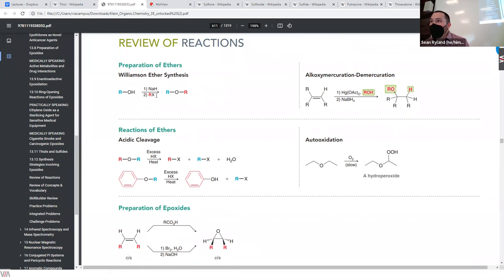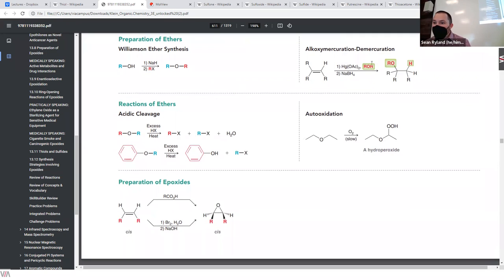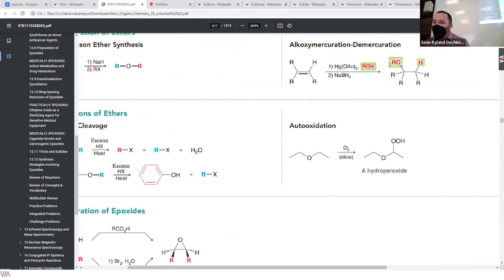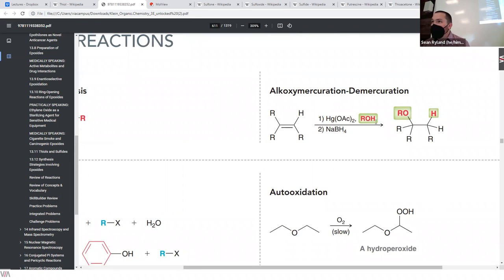Williamson ether synthesis, if we want to make an ether that is not symmetric, we can make ethers also by using that alkoxymercuration demercuration. So instead of using hydration, if you remember back to when we first learned about addition reactions, if we used water where this green box is, we had a hydration reaction, right? We wind up adding an alcohol. If you use an alcohol, you wind up making an ether and putting it in the Markovnikov position.